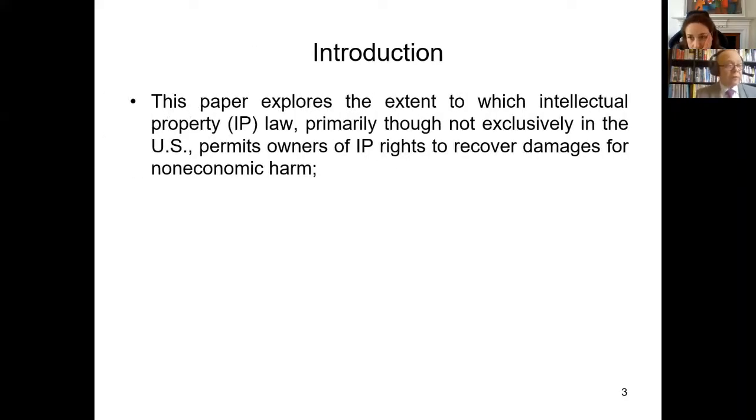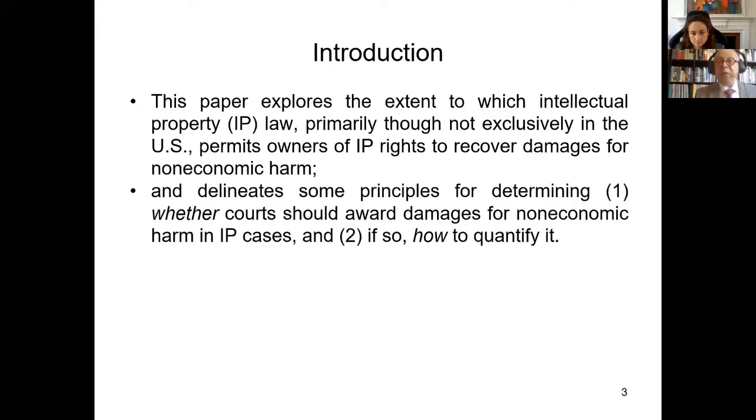So the paper that I've written explores the extent to which intellectual property law, and primarily in the United States, but not exclusively. I do have a section of the paper that discusses law within the European Union as well, discusses the circumstances in which owners of intellectual property rights are allowed to recover damages for non-economic harm, and how those damages may be measured.